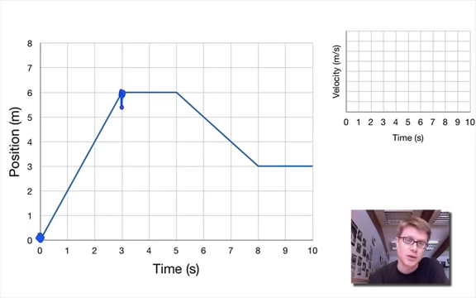Now the cool thing is that we can actually use the slope of this line to figure out how fast the man is walking. So what's the rise in this? Well, it goes from 0 to 6, and so the rise is going to be 6 meters.